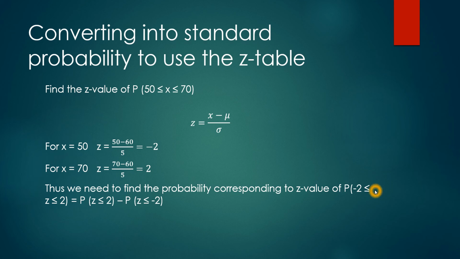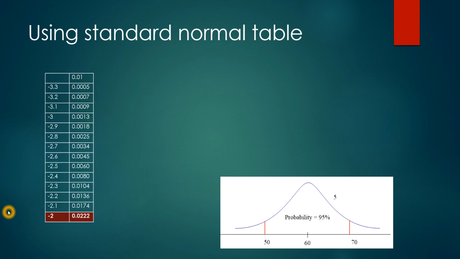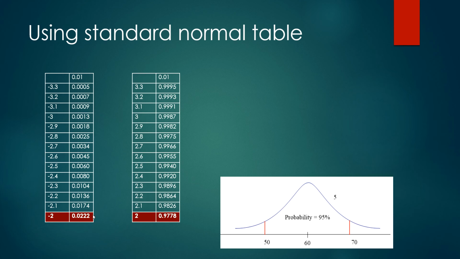So the probability of z between minus 2 and 2 means the left tail probability of z less than or equal to 2 minus the probability of z less than or equal to minus 2. We can now use the normal distribution table. We get these two values. Probability of z less than 2 is 0.9778. Probability of z less than minus 2 is 0.022. If we substitute, we get 0.95.